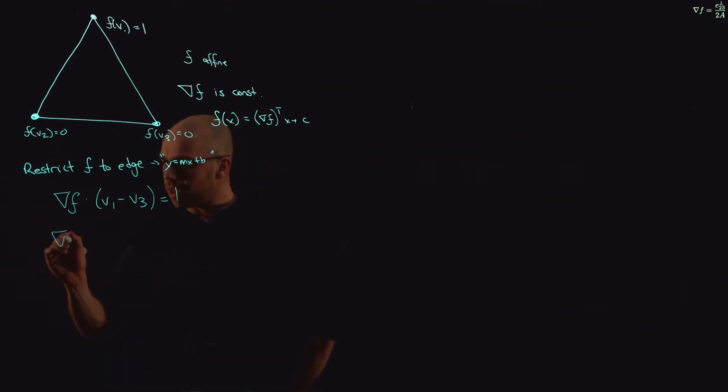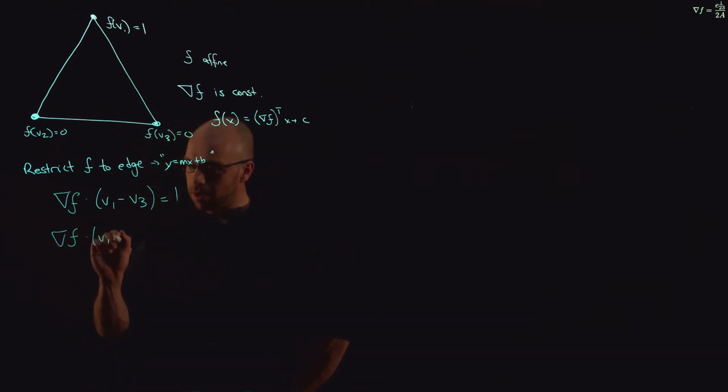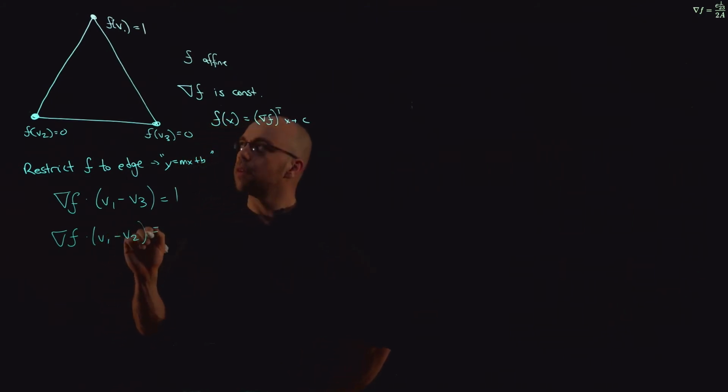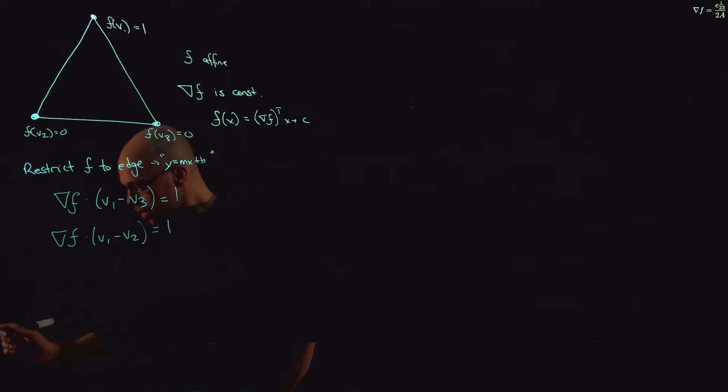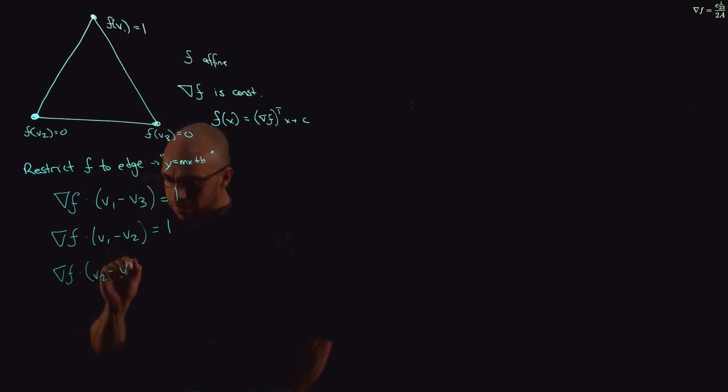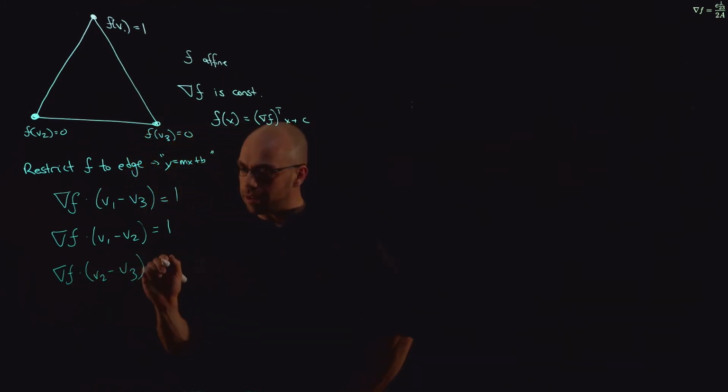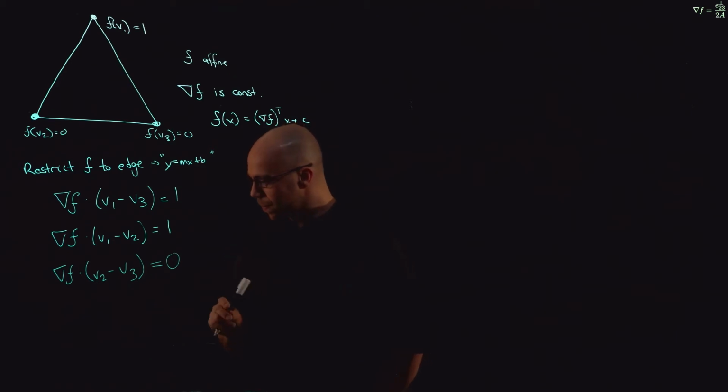Similarly, the gradient of f for our linear function f, dot product with v1 minus v2, well, it's equal to 1 minus 0, so this is 1. And finally, gradient of f dot product v2 minus v3. Well, both of those have value 0, so that's just 0.